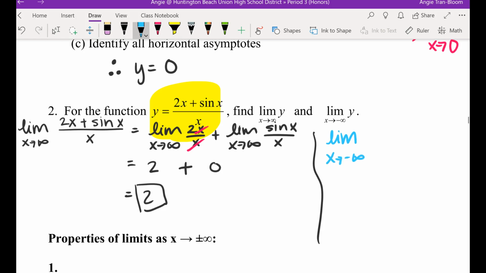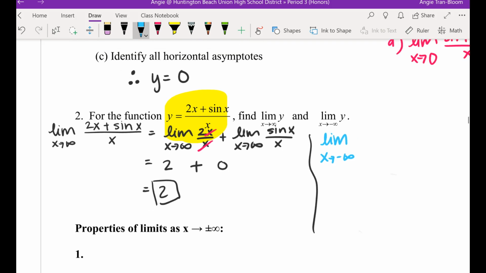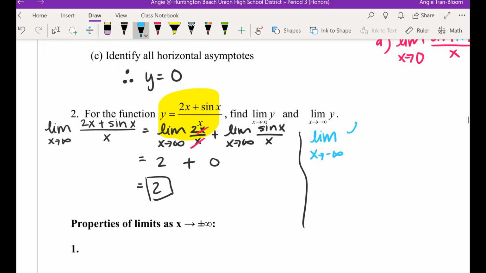Can I start with the breaking it up right away? Sure, okay. So this is really the limit as x approaches negative infinity of 2x divided by x, plus the limit as x approaches negative infinity of sine x over x, okay? Similarly, this guy is still what? It's still 2. Now how about the limit as x approaches negative infinity of sine x over x?